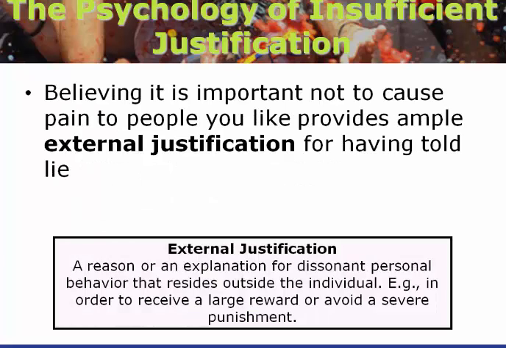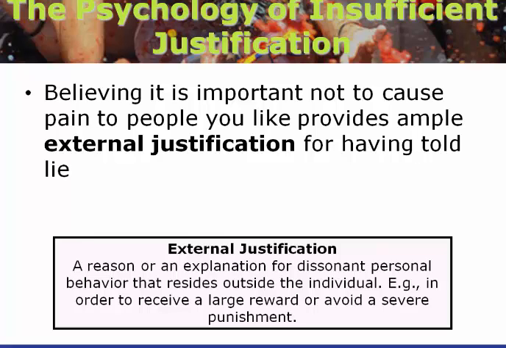An external justification is a reason or an explanation for dissonant personal behavior that resides outside the individual. In other words, I believe that I'm a good person, and yet I just told a lie to my friend. I need a justification for that. And if I have an external justification, then there's something like, for example, maybe I get a reward for telling a lie, or maybe I get to avoid an uncomfortable situation by telling a lie, right? There's an external justification. And so a lot of times in this situation, I didn't tell my friend the truth because I didn't want to hurt their feelings. That's an external justification, right? And that makes us feel better.